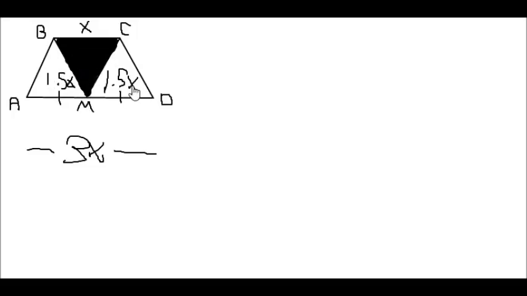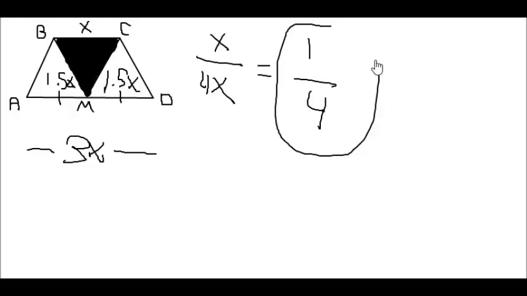Now we can add up the x's of all these triangles, and we'll get that x, the ratio of this triangle, to the other triangles, all added together, is 4x. Because x plus 1.5x plus another 1.5x. And that's just equal to 1/4. And that answers our original question of what is the ratio of just this triangle to the entire trapezoid.